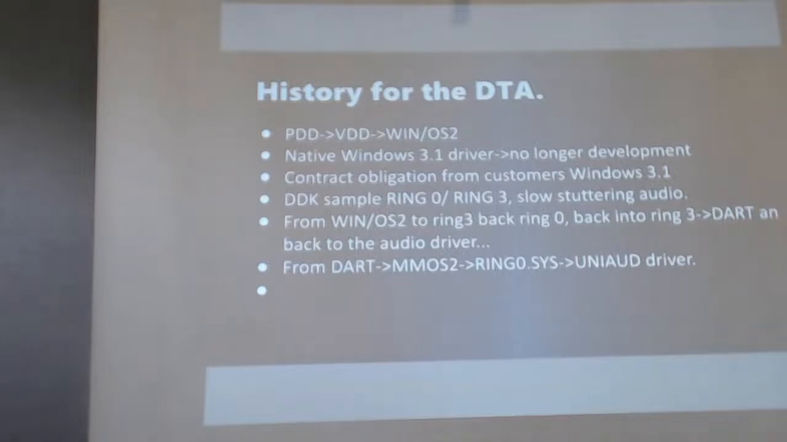It went from ring 3 to ring 0, and then it went again from ring 3 down to the audio driver. And at the path itself, it goes from Dart to MMOS2 to, oh sorry, what's the name of the driver? Sorry, this is not ring 0s. Anybody ever noticed in the configs of OS2 a weird device driver called R0stub.sys? That driver is hooked up between MMOS2 and the actual audio driver. That's where the audio buffers are relayed over from.